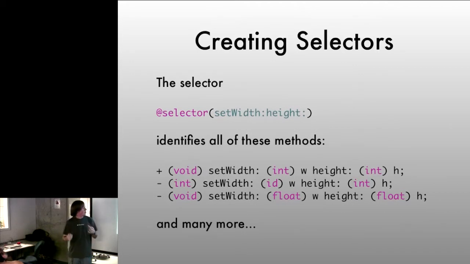Okay, so here's what's kind of cool and weird about selectors. The selector setWidth:height: identifies all of these methods and a lot more. It doesn't care if it's a class method or an instance method. It doesn't care what the return type is. It doesn't care what the parameter types are. It just knows the, I'll say signature, but that's not quite the right term. But the name of the message is what's fixed. So all of these, the name of the message is setWidth:height:. But you can see that it identifies a bunch of different methods, which is kind of neat because it allows you to call similar looking methods on different objects.